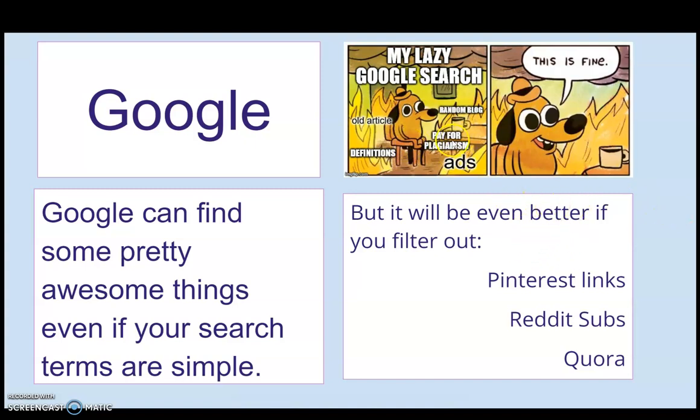I always end up with things like pay-for-plagiarism sites, which I hate seeing when I make a search. I hate finding a site that I think is going to be good, but it turns out to be an ad of some sort. Pinterest links are always cluttering up my searches if I go through Google. So we want to be a little smarter about how we go about doing our searches, and hopefully today will help you.